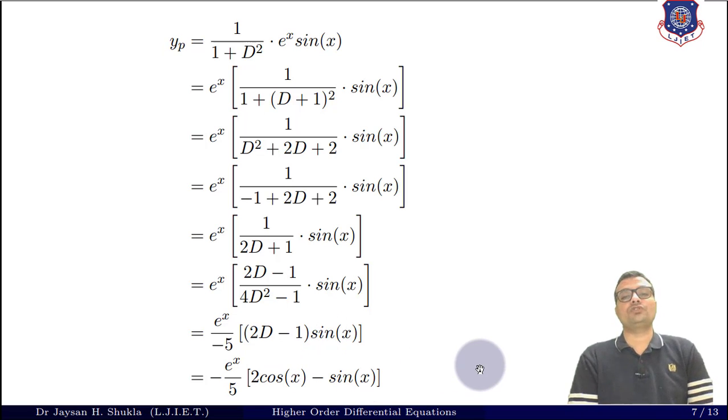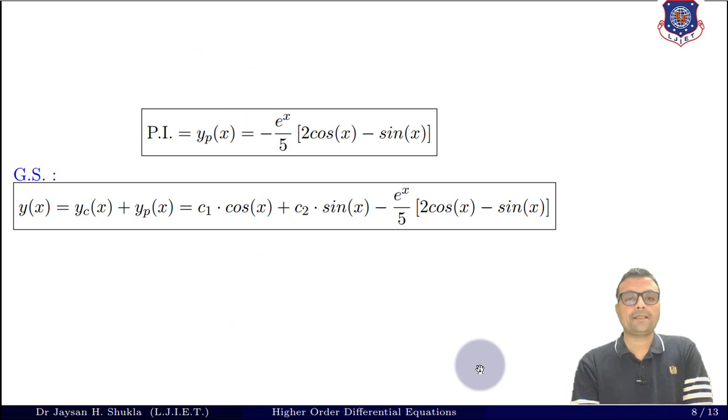This is how you can figure out the solution of any combination which is with an exponential function and sin x. Pause and check again each and every step. If you have any difficulty, again revise the video and go through it once again. And so my yp is minus of e raised to x by 5 into 2 cos x minus sin x. Combining it with yc, my general solution would be c1 cos x plus c2 sin x minus e raised to x by 5 into 2 cos x minus sin x.